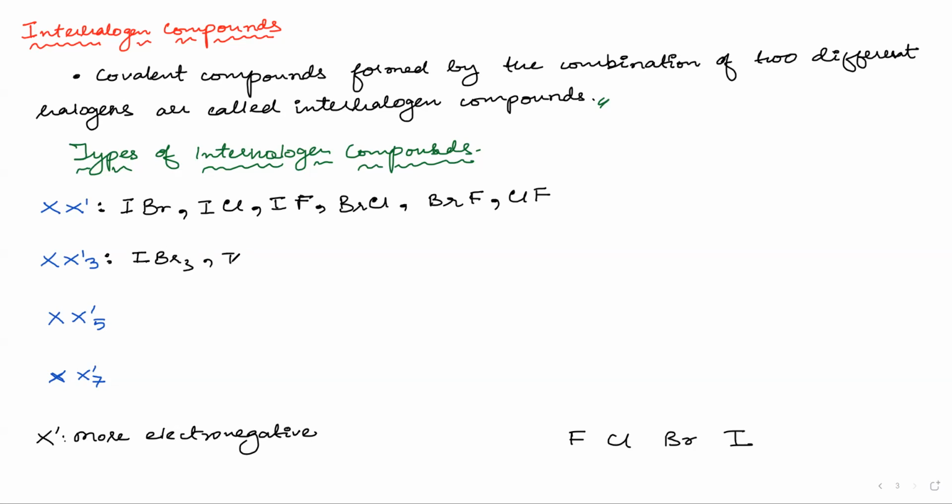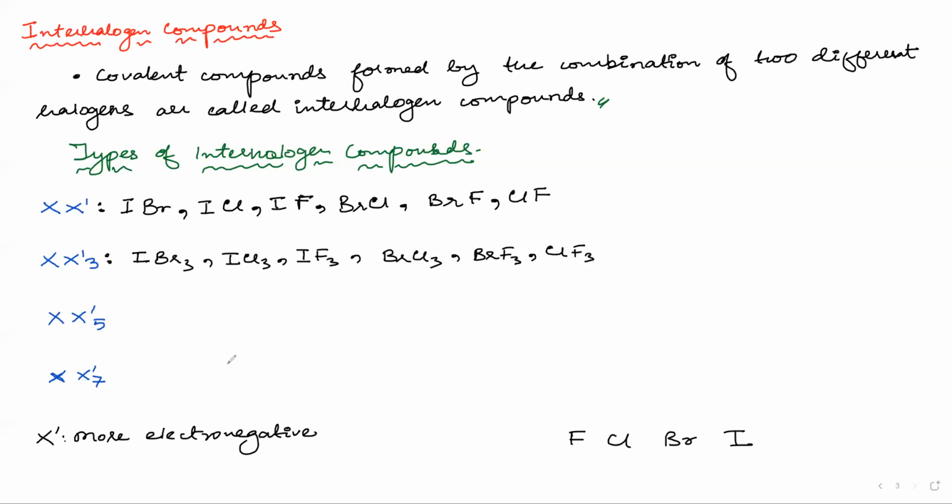Then you can make ICl3. Please don't write. Nobody will write. Then you will make IF3. Then you can make BrCl3, BrF3. You can also make ClF3.